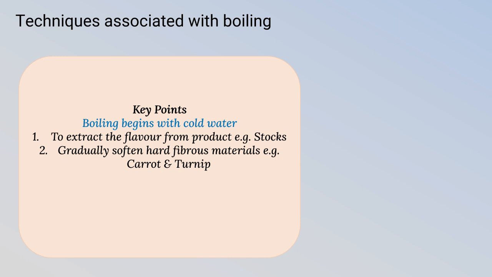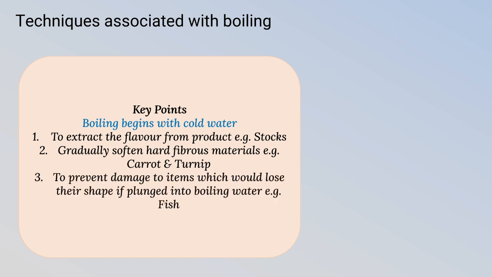Number two, to gradually soften hard fibrous material like carrot and turnip. So whenever you are boiling hard vegetables like carrot and turnip, always start from cold water. Number three, to prevent damage to items which would lose their shape if plunged into boiling water, as for example fish.